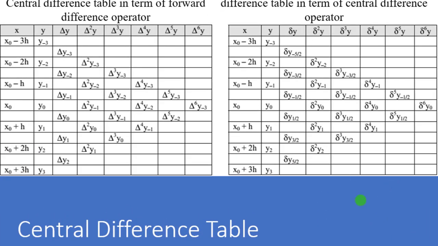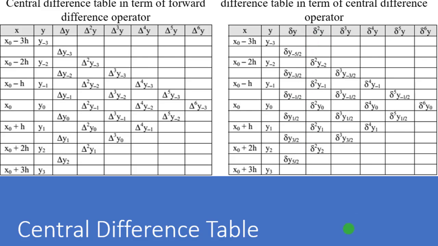Here you can see that this is the central line, x naught, y naught, and these are the backward positions, del y minus 1, del y minus 2, del y minus 3, and these are the forward positions, del y naught, del y1, del y2. Similarly in the second order difference, these are the backward positions and these are the forward positions.